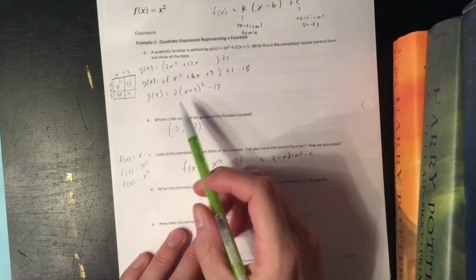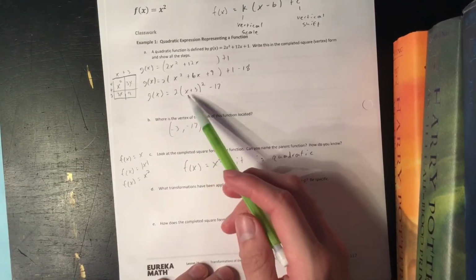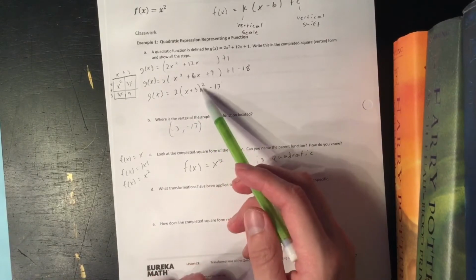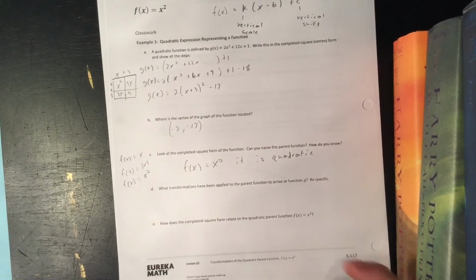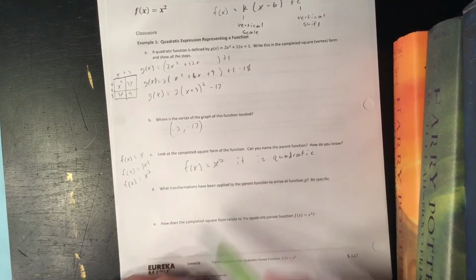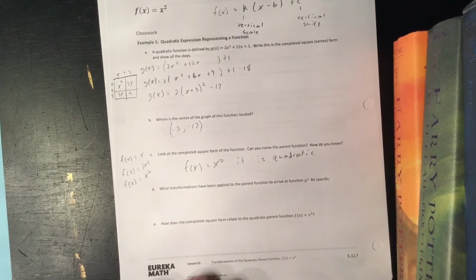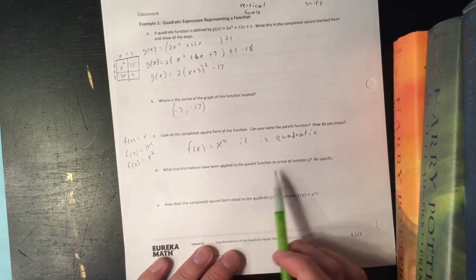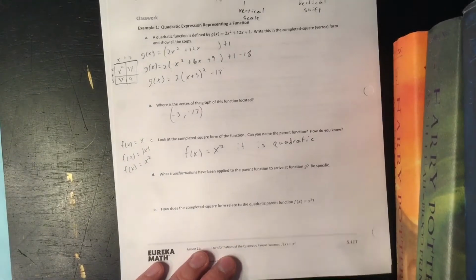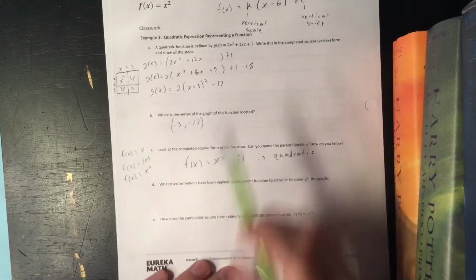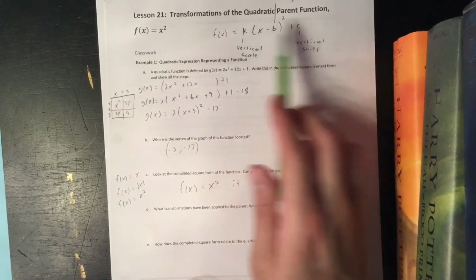How do you know? Kind of like how I just walked you through that for this one. This x is squared, so we're going to have a quadratic function. This would be our parent, our base function. So what transformations have been applied to the parent function to arrive at function g? Be specific. With this one here, this is when we're really going to use this top part right here.